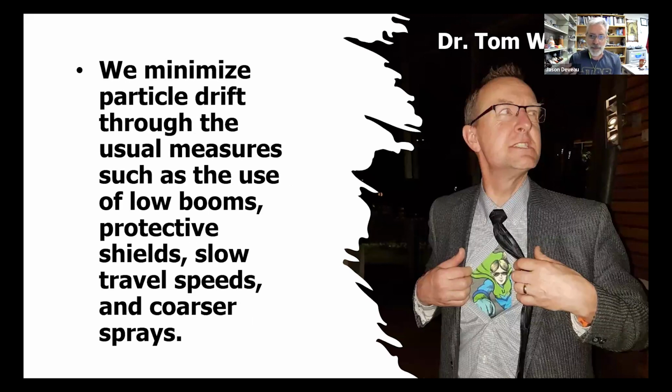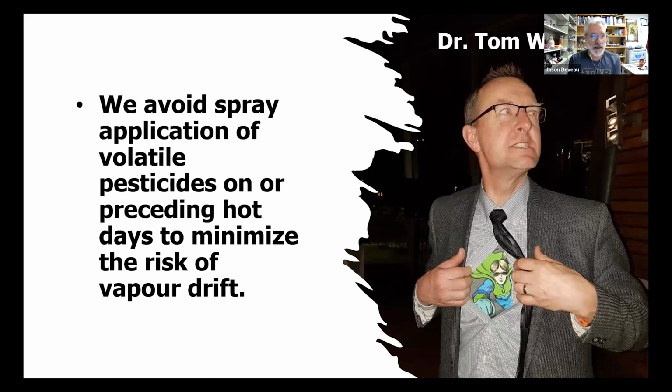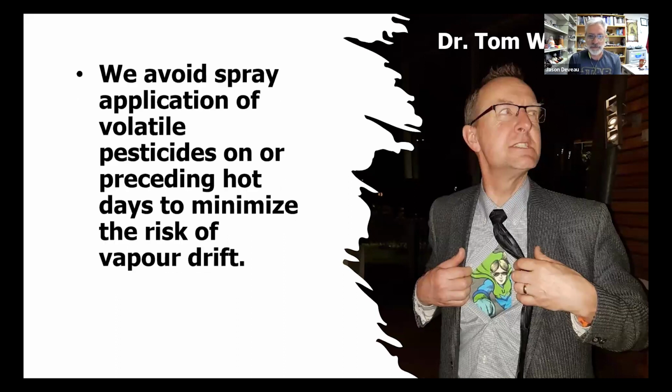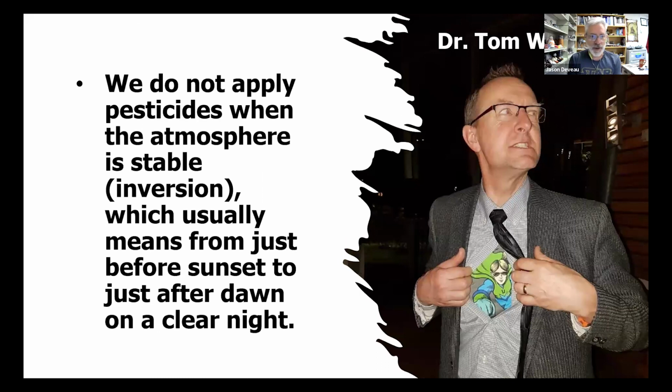We can minimize that particle drift, the one we all understand, by using lower booms, protective shields, slowing down, going to coarser sprays. And we avoid applying volatiles if we can. And if we have to, watch for inversions. Just be very conscientious about those, figure out what they are. That's the stable atmosphere we're trying to avoid. We like turbulence, we like a light wind.